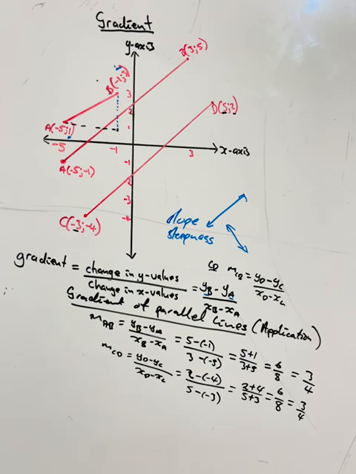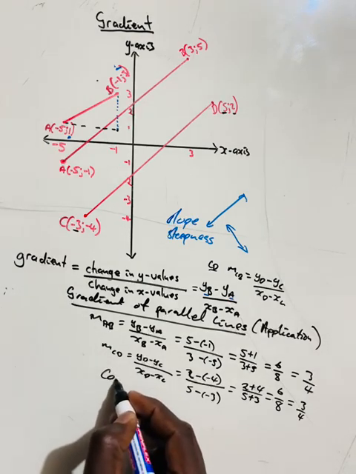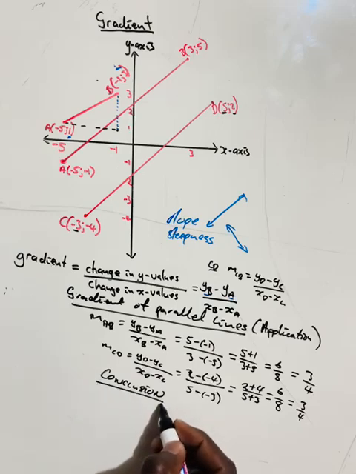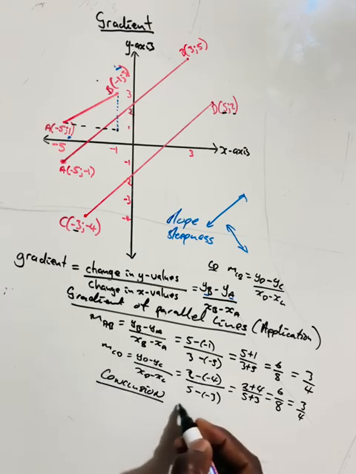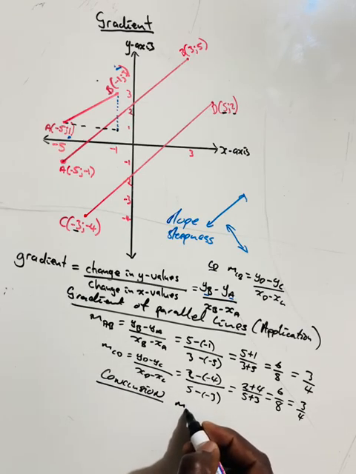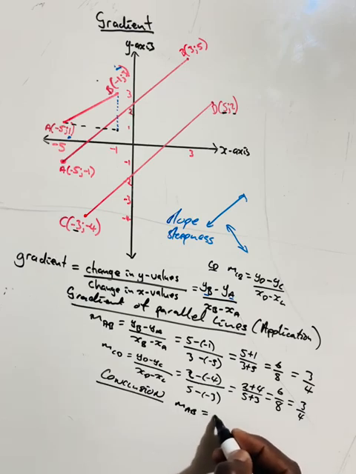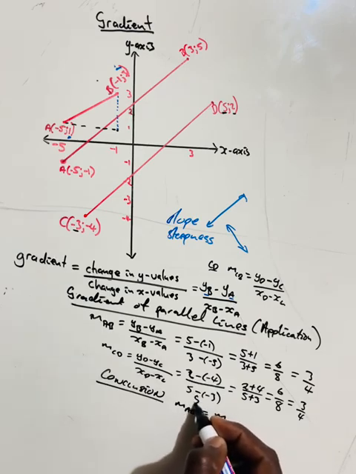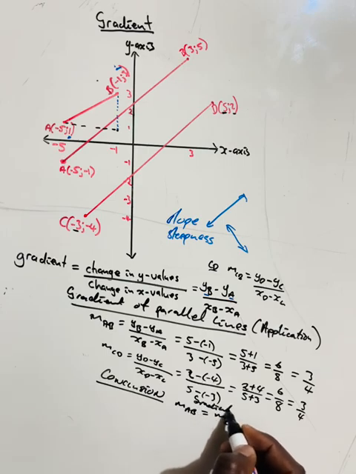So in conclusion, what do we conclude? Here's our conclusion that we're drawing. The gradients of parallel lines are what? Are equal. So we're now saying the gradient of line AB is equal to the gradient of line CD, because both of them are what? Gradients of parallel lines.